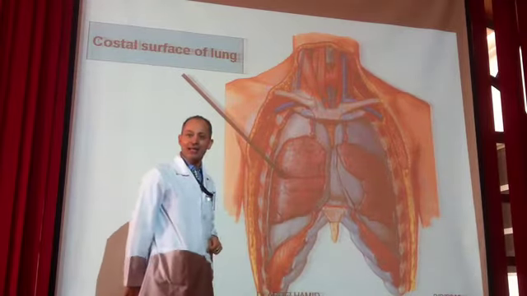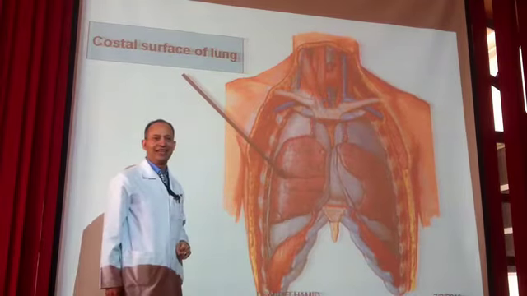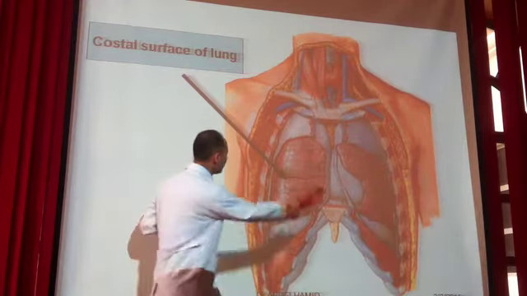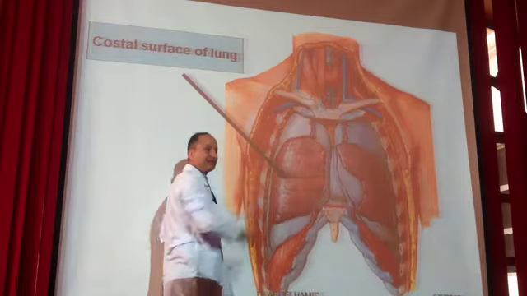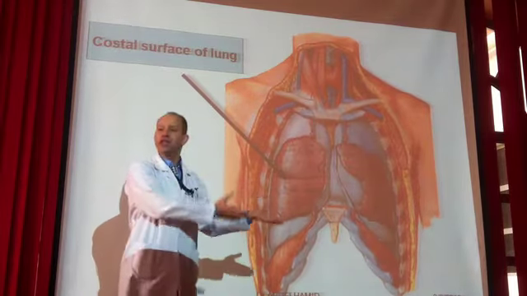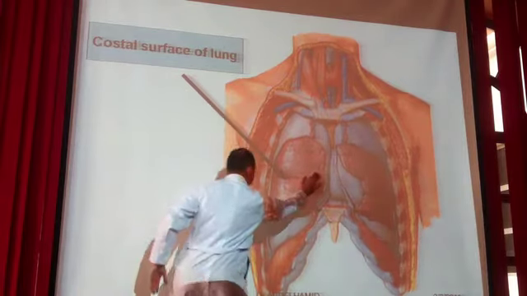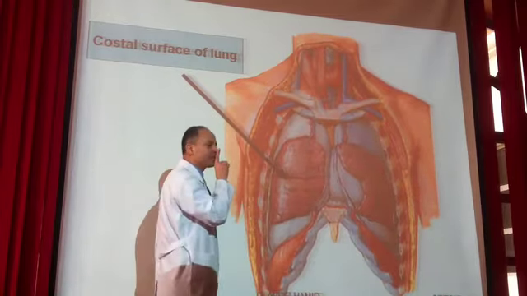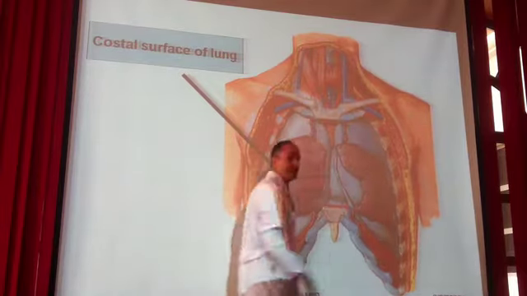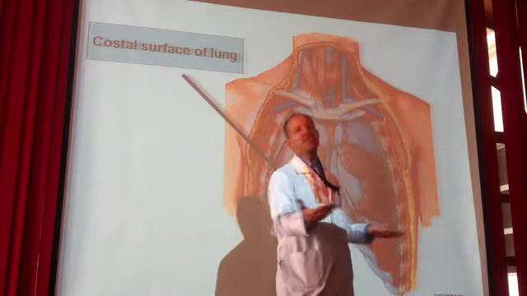Still it has apex and base and two surfaces. One is covered by the ribs all around, so it is named what? Rib-related surface. Ribs in Latin is named costal. So that surface which is convex is named costal surface. And the cut surface here is related to the side of the mediastinum, so it is named mediastinal surface.